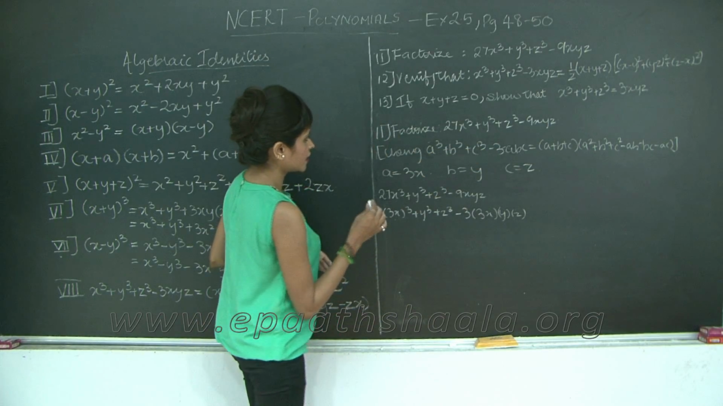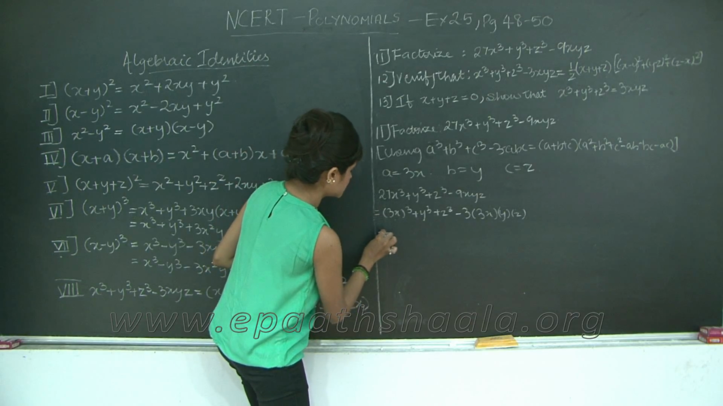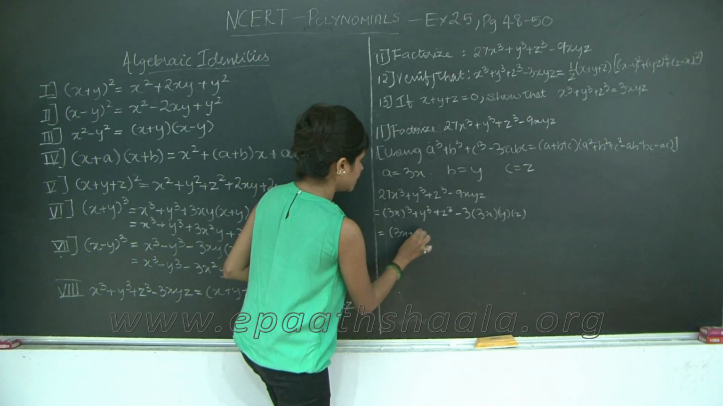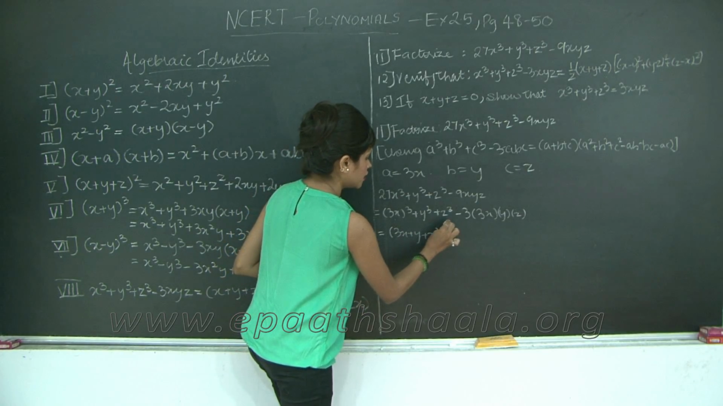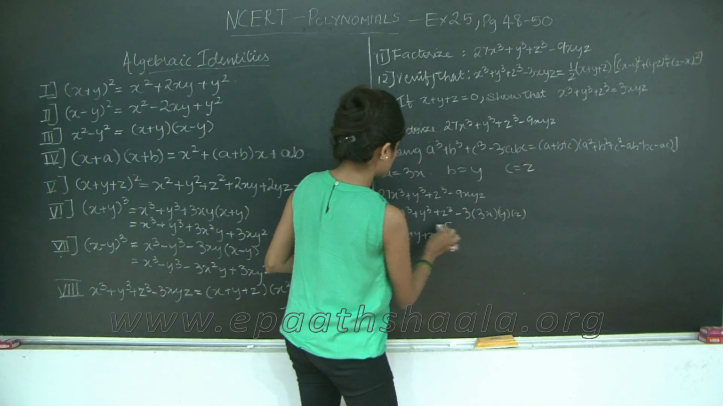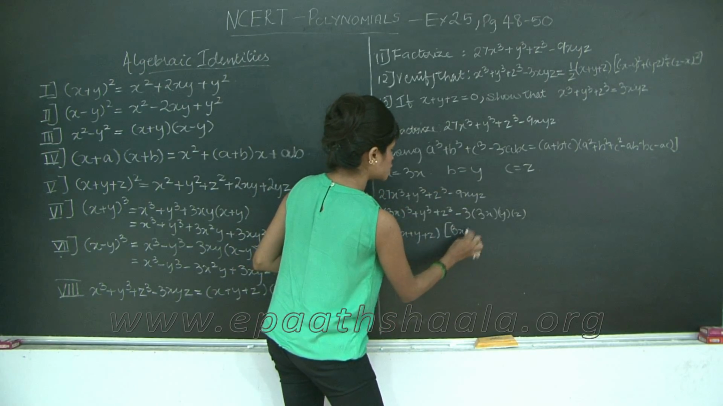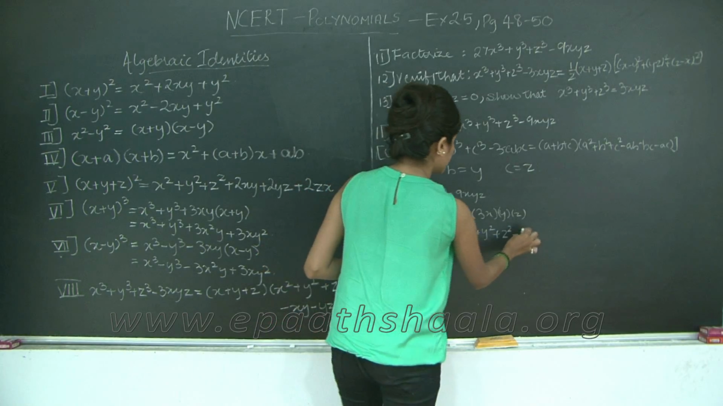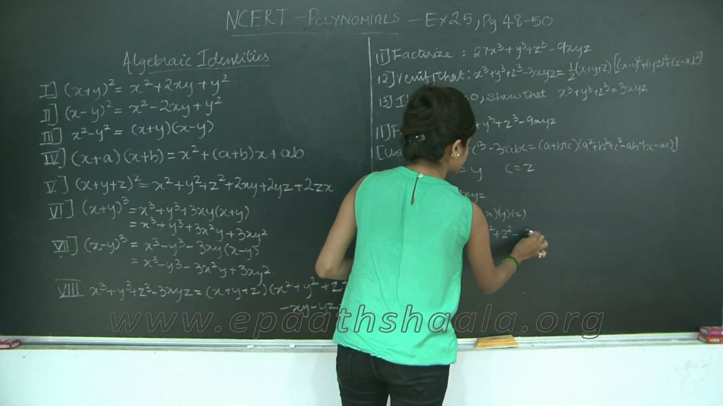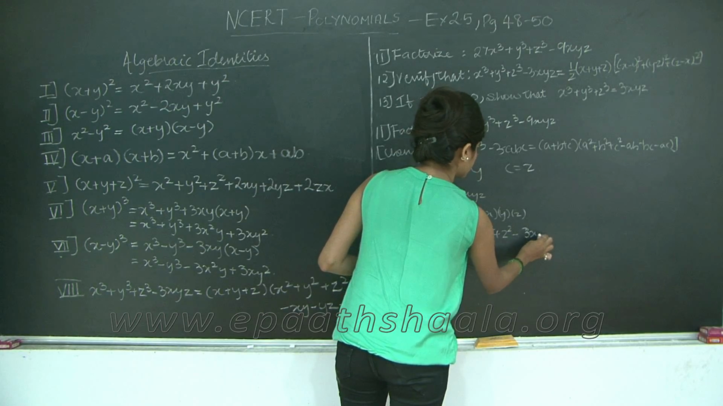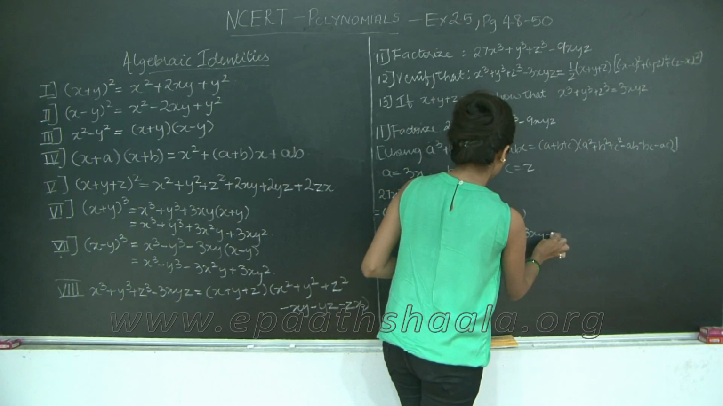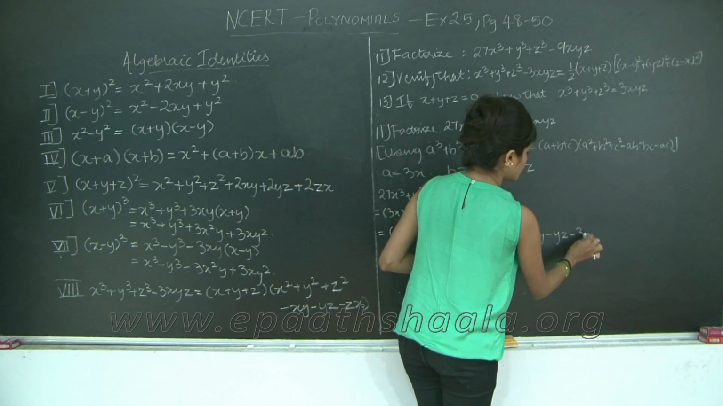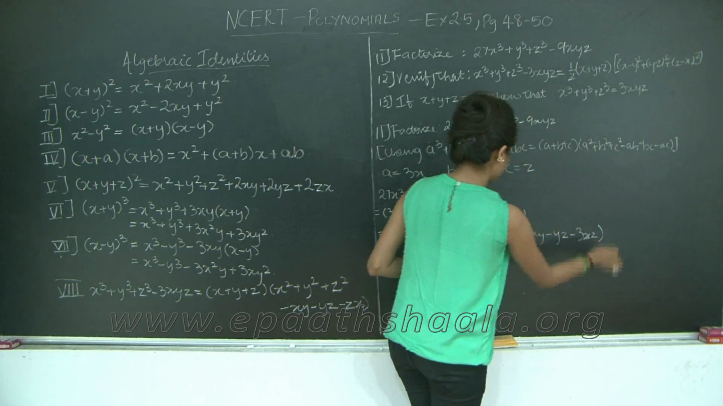What do I get? This is equal to a plus b plus c, which is 3x plus y plus z, into a square plus b square plus c square. So 3x the whole square plus y square plus z square minus ab, so minus 3xy, then minus bc, so minus yz, minus ac, so minus 3zx, 3x into z, right.